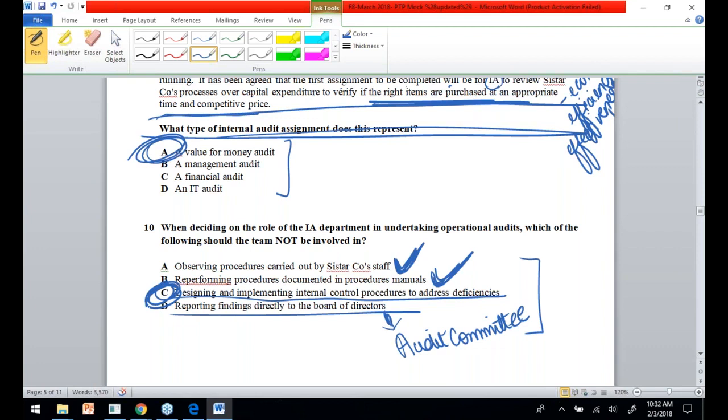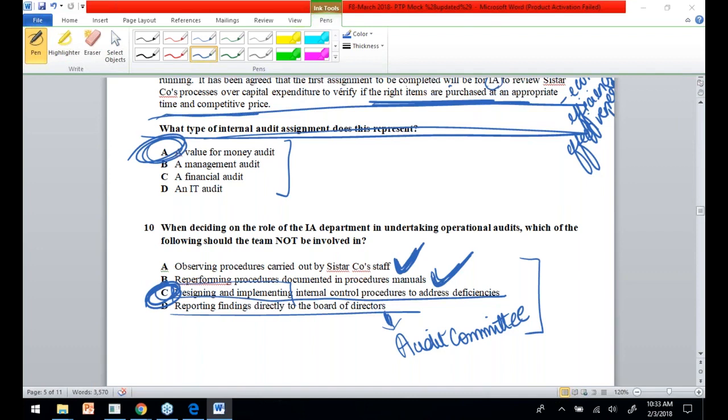You should not have had to read the entire option. You only had to read the first 3 words, designing and implementing, to know that this was wrong. This cannot be done by any auditor, internal or external. This cannot be done. All right, I'm going to go to the question section.